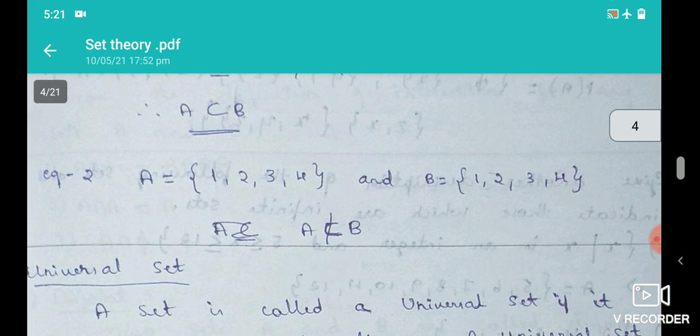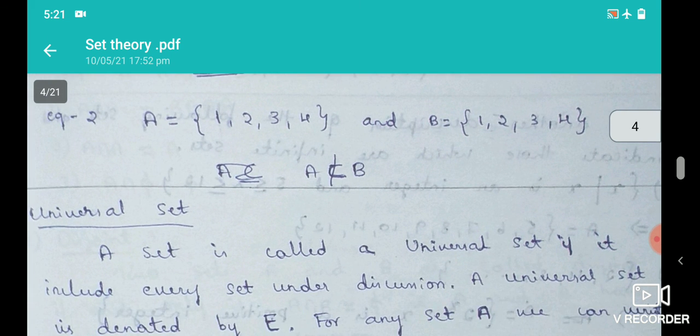Now consider another example. Here A equal to {1, 2, 3, 4} and B equal to {1, 2, 3, 4}. So here A equal to B, right? Since A equal to B, this is not a proper subset.